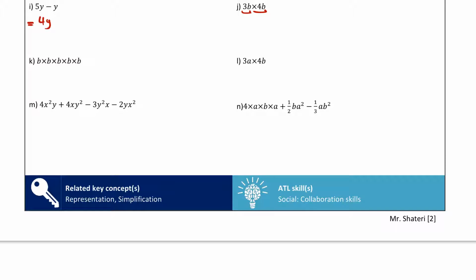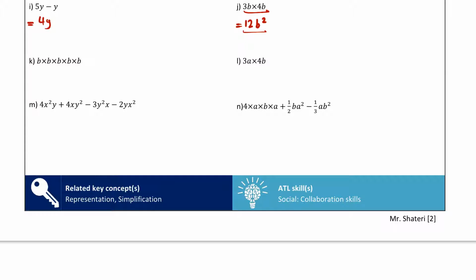These are all one term because I don't actually have an addition or subtraction sign. So I can just multiply everything together. Here I can multiply 3 times 4 together, giving me 12. And b times b can be simplified into b squared. So lazy mathematicians, instead of writing 3b times 4b, can easily write 12b squared.